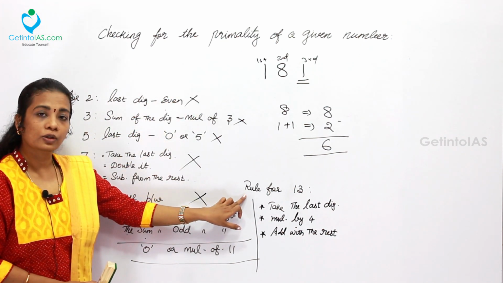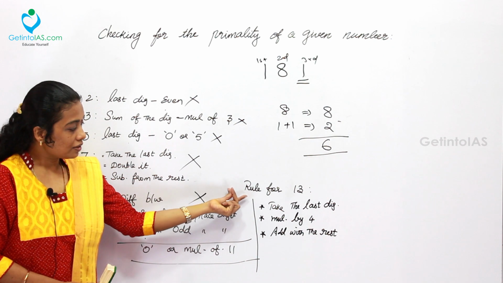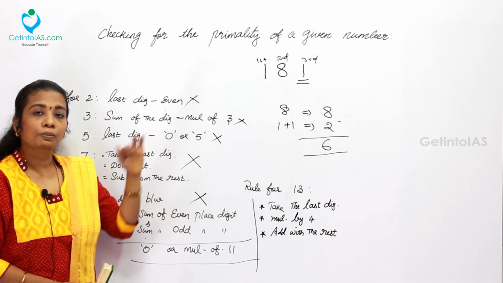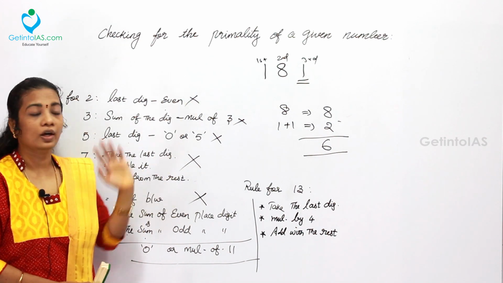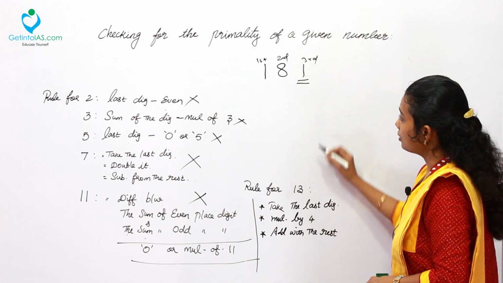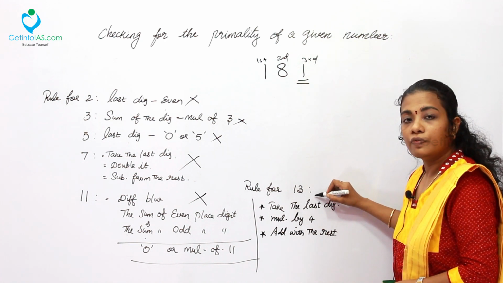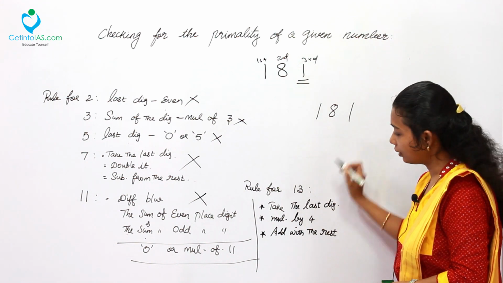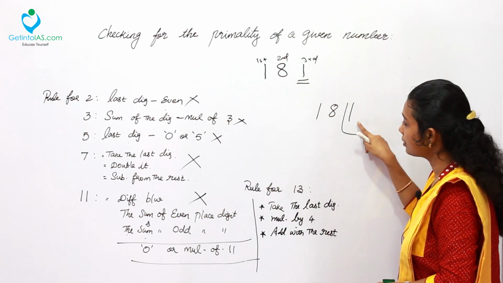So let's check for 13. This is the last criterion. If this number also does not divide 181, simply we can come to the conclusion that 181 is a prime number. Let's do that process also. The next one is checking with the rule for 13, for 181. Take the last digit. 1 is the last digit.